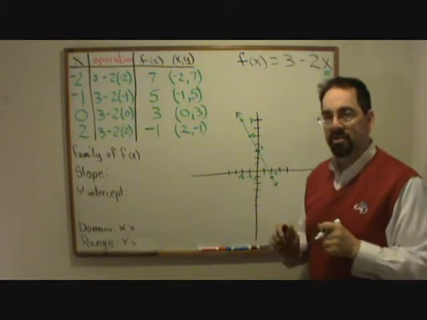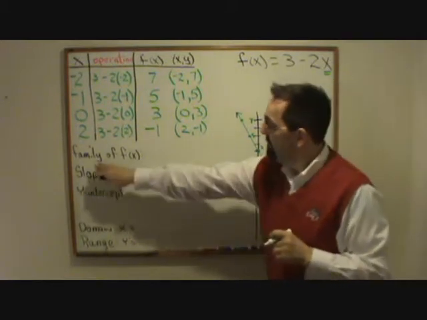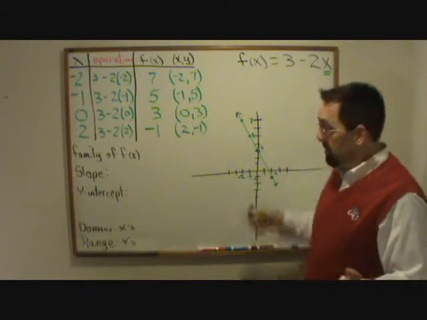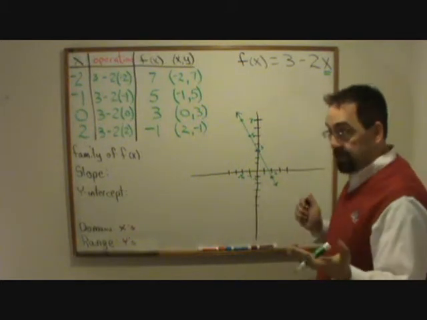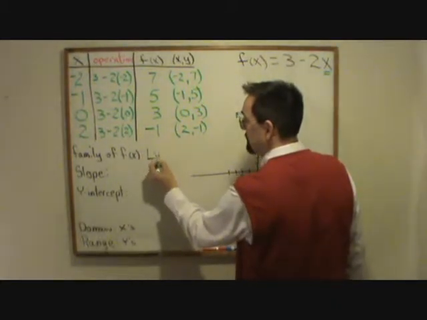Let's answer a few questions about these 4 coordinate points and what we've created here. Family of functions. Well, since we used a ruler, we can see that it's linear. It's a straight line. So let's answer this first one. We're going to say linear. So it's a linear function.